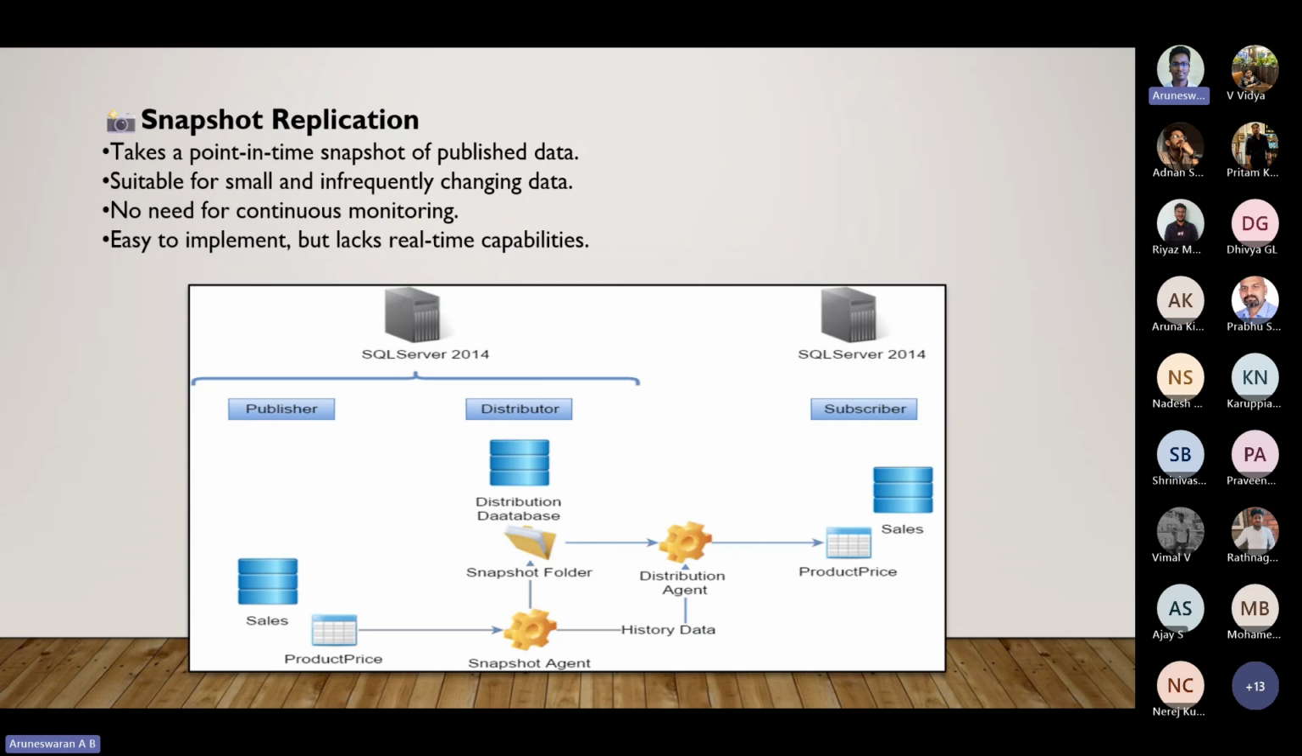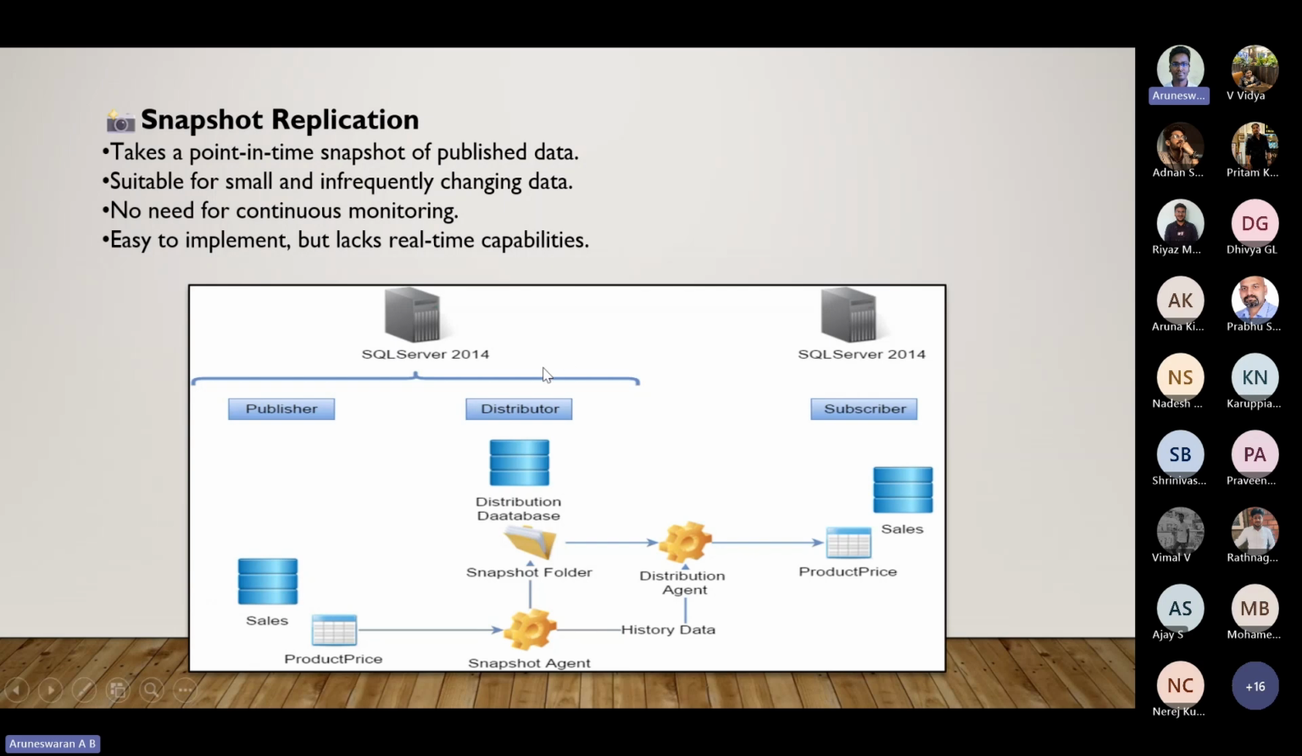Here we don't need continuous monitoring. Whenever the snapshot is running, we can monitor it at that time. If it fails, we can trigger it manually or automatically. It's easy to implement in SQL Server because we only create the snapshot agent, configure the distributor on the publisher server, and the snapshot agent sends the snapshot to the subscriber.